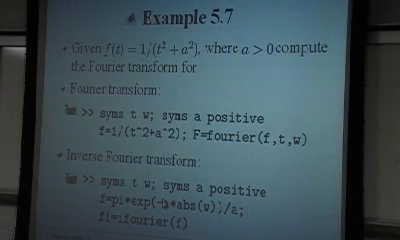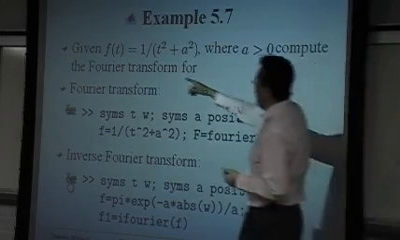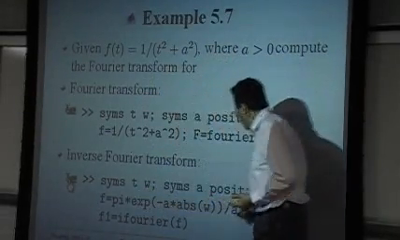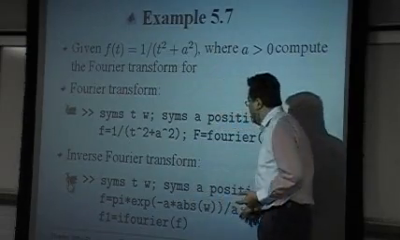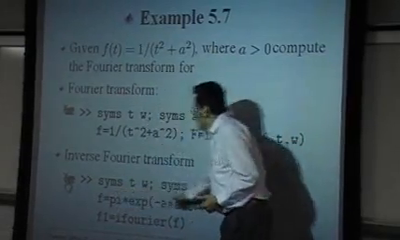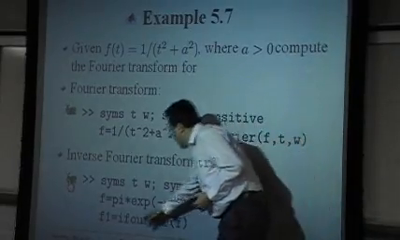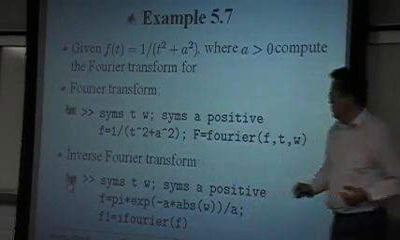There are many ways to simplify the results. Since we have already obtained the results, we can exploit it here. And now we want to take an inverse Fourier transform of it. So then we should call ifourier.